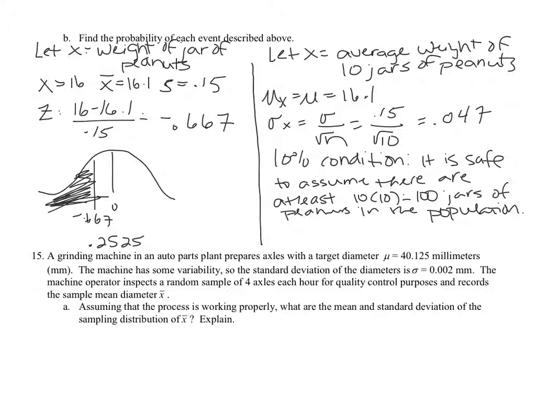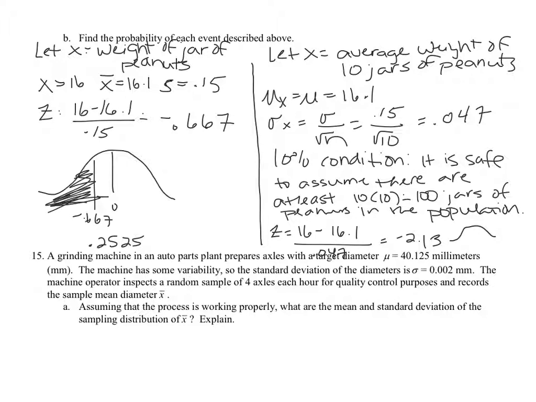Alright, so now we're ready to find the z-score. So the z-score is equal to 16 minus 16.1 divided by 0.047. So we get negative 2.13, which we can tell is going to be a lot smaller area.